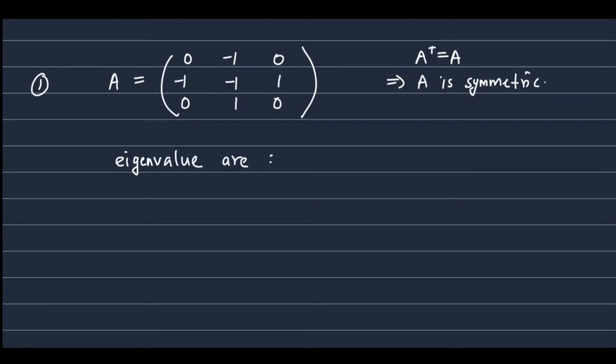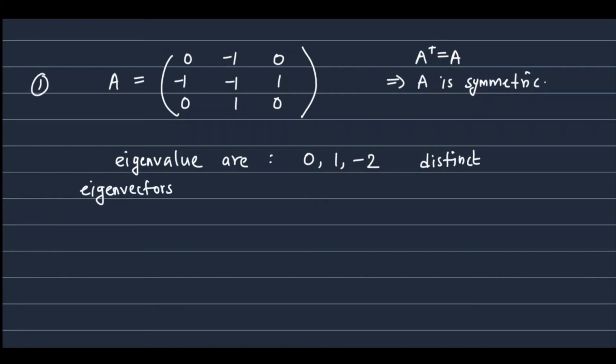The method for finding eigenvalues and eigenvectors was discussed in the previous lectures, so here I will write the answers directly. The eigenvalues are 0, 1, minus 2. We can see that the eigenvalues are all distinct, so it means that the eigenvectors corresponding to these eigenvalues are orthogonal. Now we will write the eigenvectors.